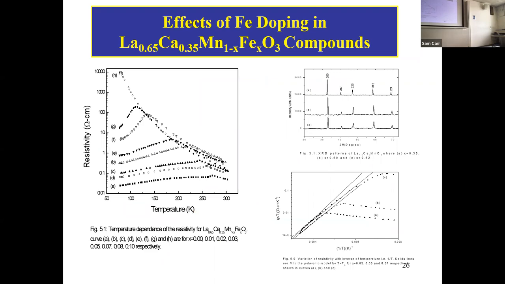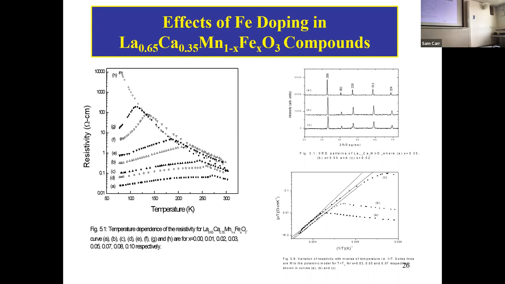Then we have tried another sample, keeping this side constant and trying to dope the iron on the B side. Initially, it was thought that increasing the iron, which is magnetic, was supposed to increase the magnetic and electrical behavior of the system. But it was totally the opposite. Increasing the iron concentration here, the resistivity is increasing, meaning the electrical conductivity is totally decreasing.